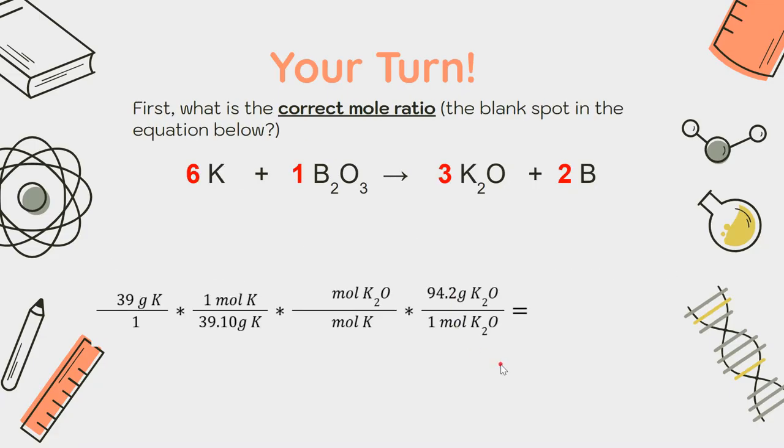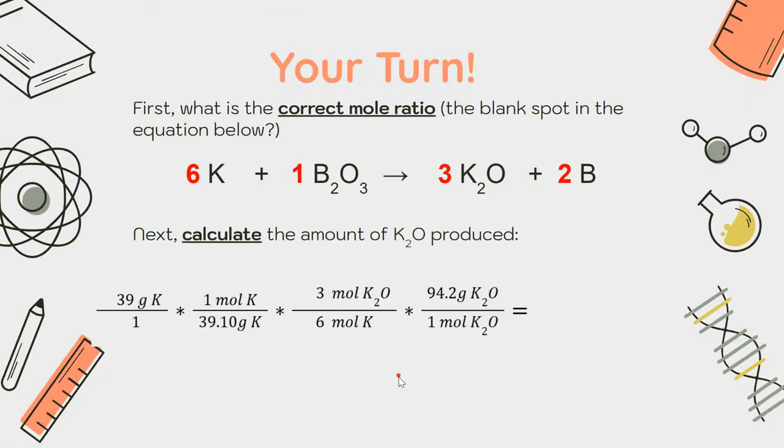Now in this problem, we're going to do this step by step. The first thing I want you to do is find the correct mole ratio, the blank spot in the equation here. What would we fill in for this mole ratio? You should have found that it's 3 moles K2O for every 6 moles K. Remember, we pulled that from our balanced equation.